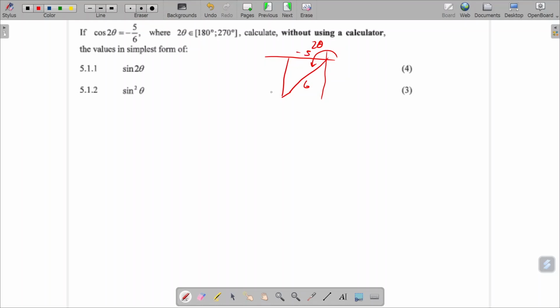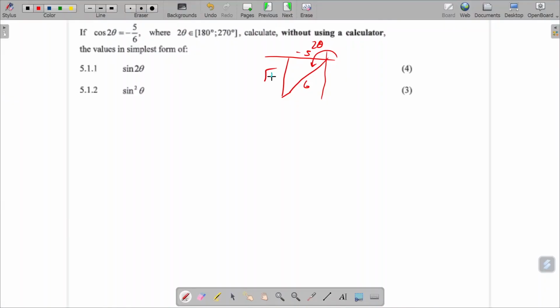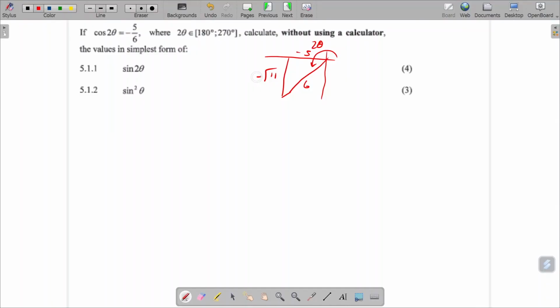height here, or the y component, the square root of 36 minus 25. So it will be the square root of 11. But because it's in the third quadrant, it will have a negative value. So therefore, we know that sine of 2 theta in this case would be negative root 11 over 6. Okay, and we've done this without using a calculator.